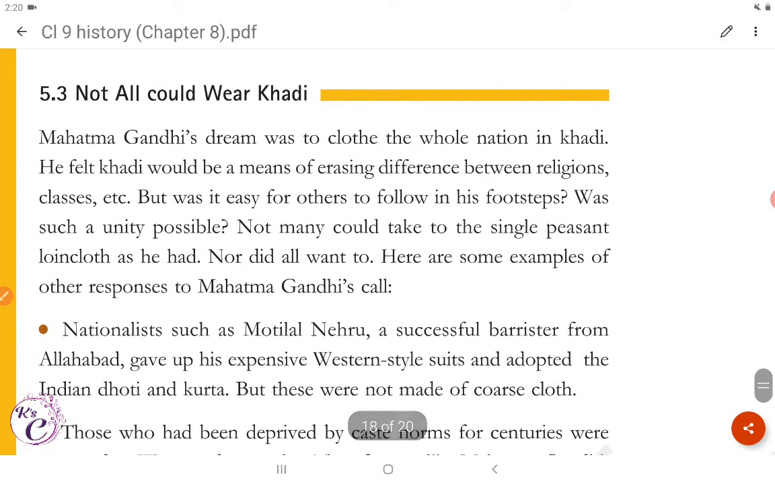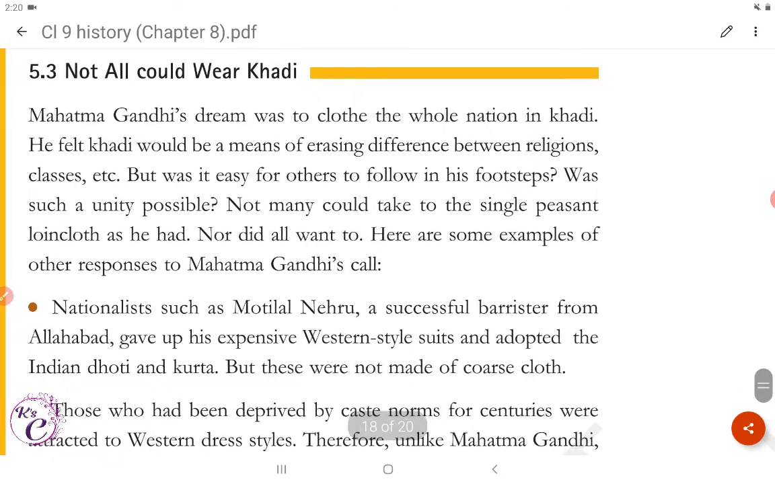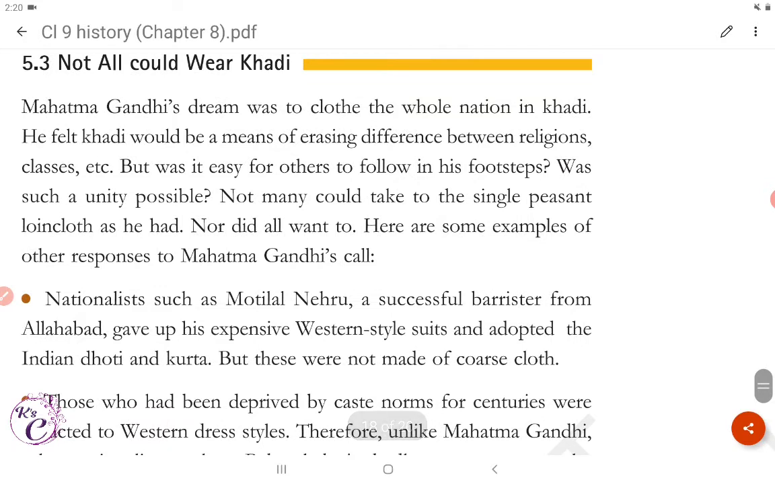5.3. Not all could wear khadi. Mahatma Gandhi's dream was to clothe the whole nation in khadi. He felt khadi would be a means of erasing difference between religions, classes, etc. But was it easy for others to follow in his footsteps? Was such a unity possible?